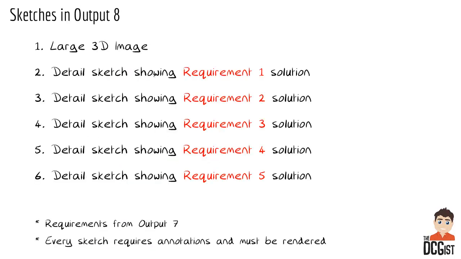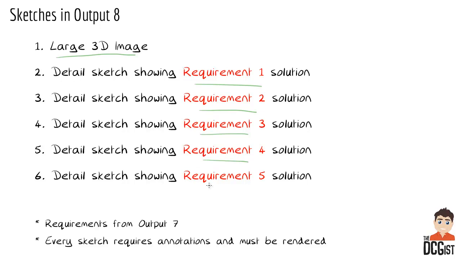So now let's take a closer look at the sketches that you need to have in your Output 8. The first one is going to be your large 3D image, which I spoke about earlier. That's going to be a large pictorial view of your design from the angle which you feel shows it off the best. Then we're going to have a sketch for each one of the requirements that we outlined in your Output 7.